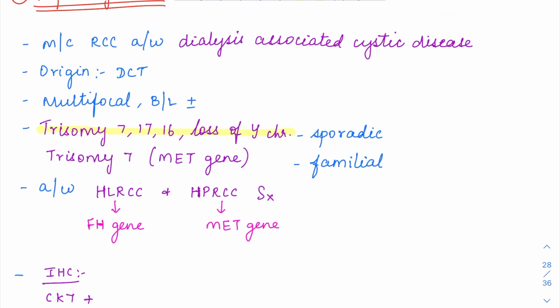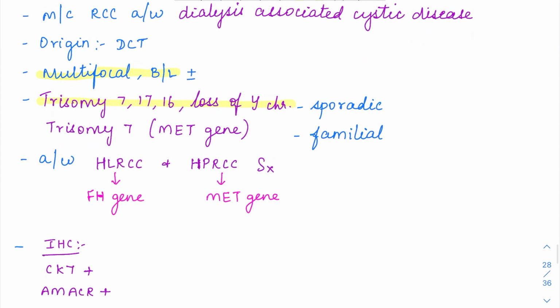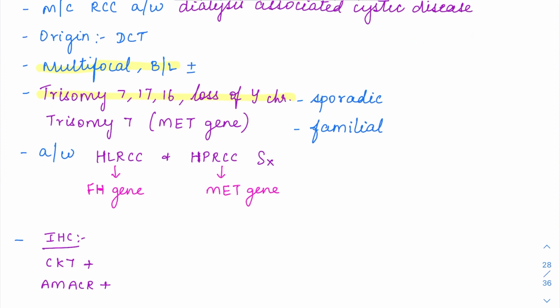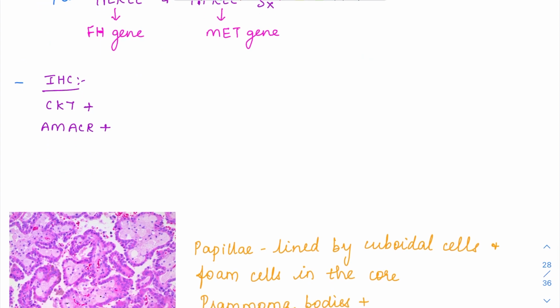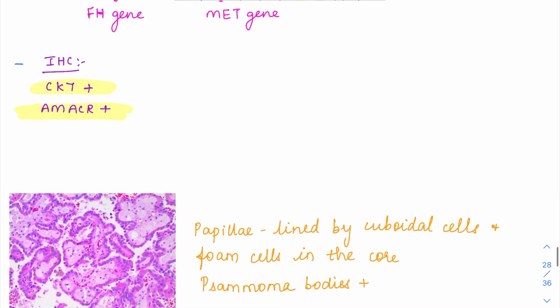And then here, papillary RCCs are known for having bilaterality and also multifocality. So bilateral and multifocality is common in papillary RCCs, and the origin of papillary RCCs will be from the distal convoluted tubules. On immunohistochemistry, papillary RCCs will be positive for CK7, which is cytokeratin 7, and other than that, AMACR positive. So AMACR is a protein which we usually see in prostate cancer. So AMACR comes positive in prostate cancers as well as in papillary RCC.